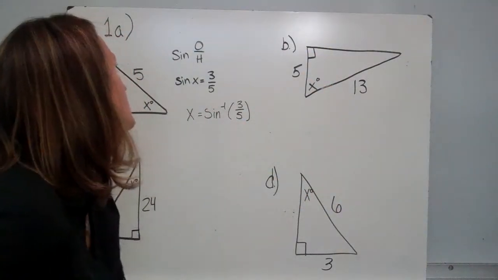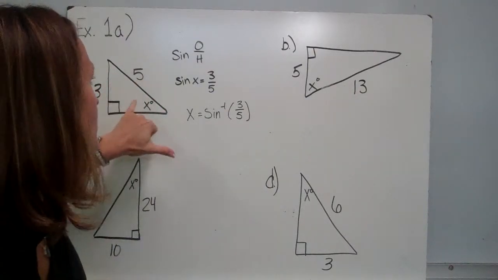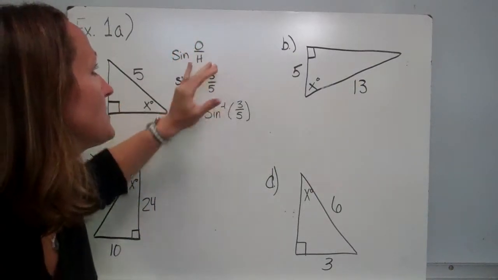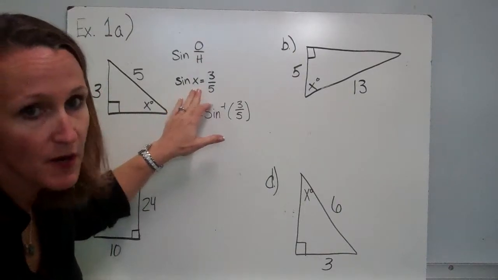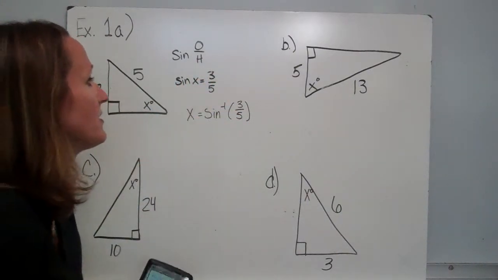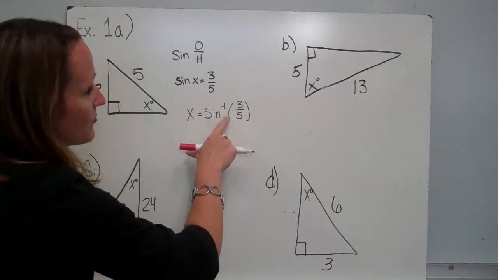So let's look at how this works. Let's say we have this problem where we know the sides are 3 and 5, but we're missing this angle. We would say the sine still equals opposite over the hypotenuse, but this time instead of saying the sine of some number equals 3 over 5, we're going to say the sine of x equals 3 over 5. So we're going to say that x equals sine -1 of 3 over 5.